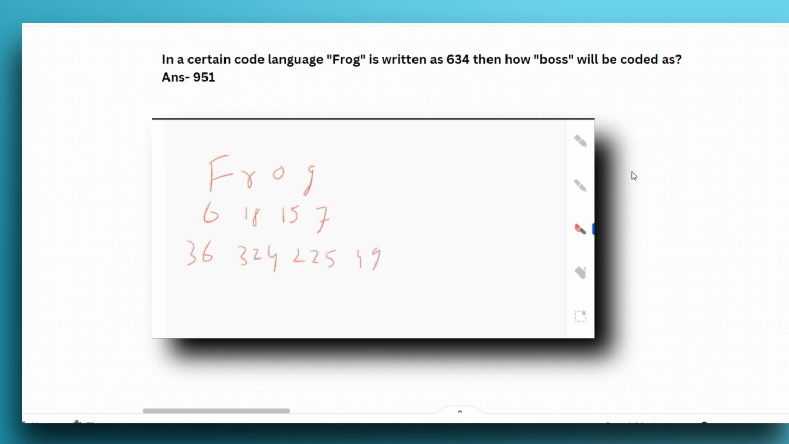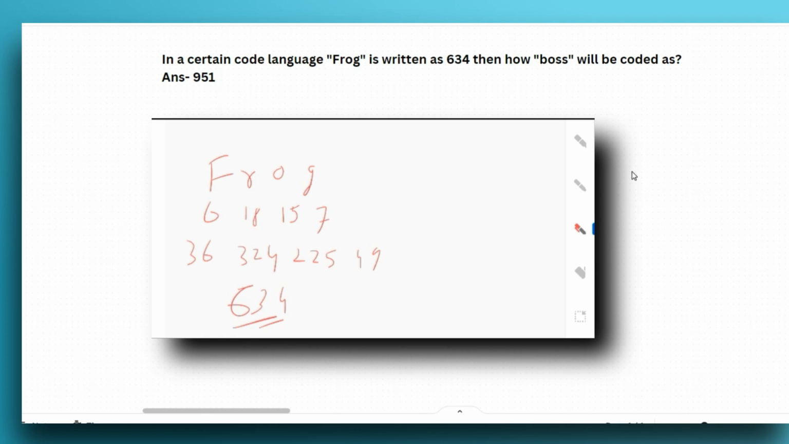If you just add those quickly, this becomes 634. Okay, so this becomes 634.